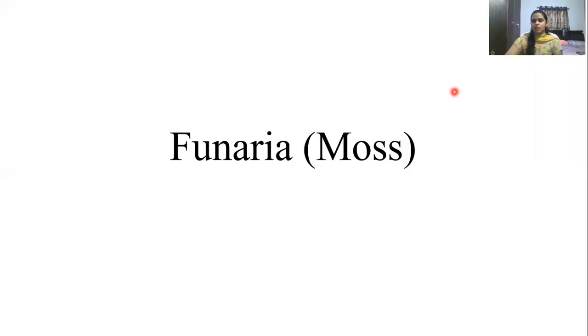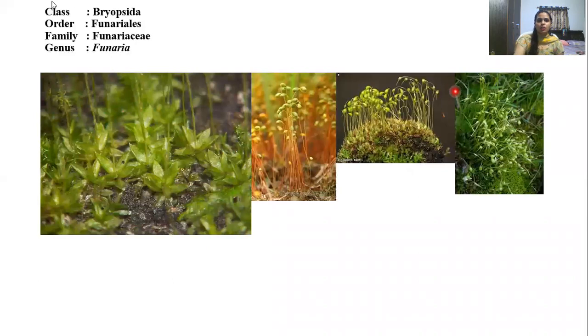This video is regarding Funaria, which is a common moss. Funaria belongs to the class Bryopsida, order Funariales, family Funariaceae, genus Funaria. In the case of bryophytes, it consists of both the primitive forms as well as the advanced forms. The primitive forms are the thalloid-like structures, for example, Marchantia and Anthoceros, whereas the slightly advanced structures are Funaria, which produces a root-like, stem-like, and leaf-like structure.